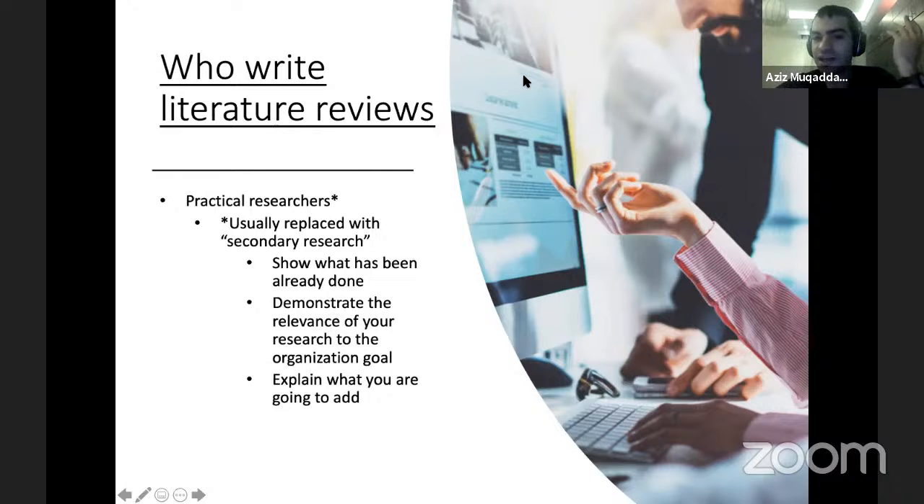So you're launching, let's say, a big public event. What does research show about successful public events? Right? What elements should you be aware of? What has been proven to get people's attention? So even if you're organizing something, you have to show that there's a basis for what you're proposing.